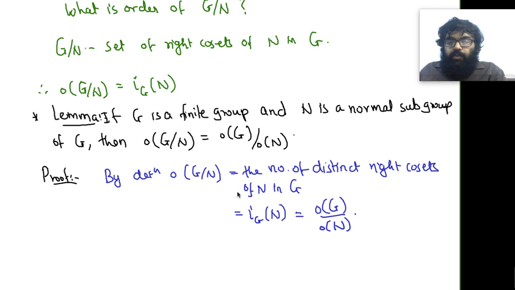So this is the formula: the order of G quotient N is the order of G divided by the order of N. This is G quotient N, not G upon N. So that is it, here I stop.